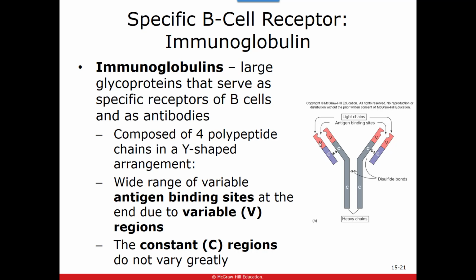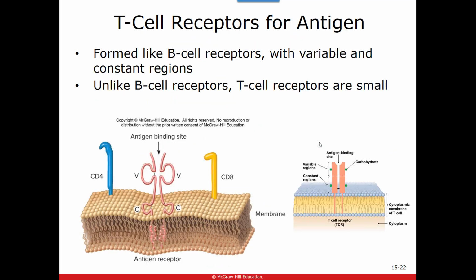The T cell receptor doesn't look quite as exciting. It is a double line, but it's pretty straight. No big Y, nothing big exciting. It's like two straight lines. It's got a little curve in there. Again, it's going to recognize some type of antigen.